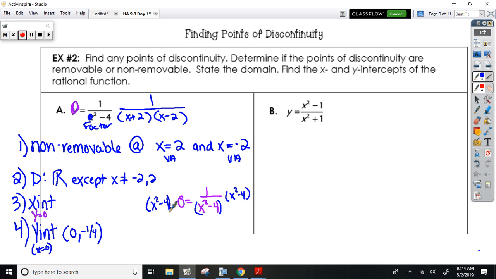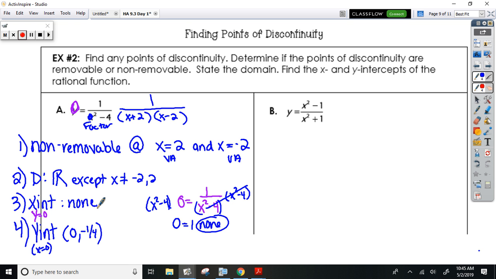What happens when you multiply this by 0? It's just 0. 0 times anything is 0. So you're going to get 0 equals 1, which it doesn't. So that means that there are no x-intercepts. And that will happen sometimes. It doesn't actually cross the x-axis. Probably because there's a horizontal asymptote telling you that you can't touch that. You also could graph it, and you can probably observe that too.